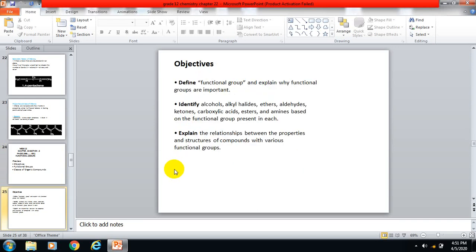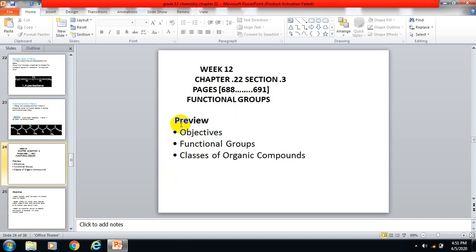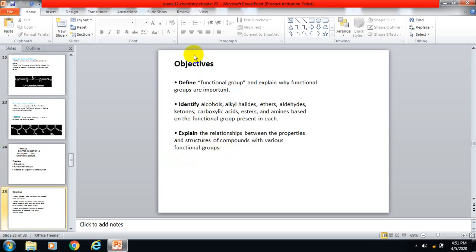Objectives. Come to the previous topic. In the preview, objectives are there, functional groups are there, and classes of organic compounds are there. Remember, these are the functional groups we are going to study. Objectives: define, identify, and explain. Define functional group and explain why functional groups are important.